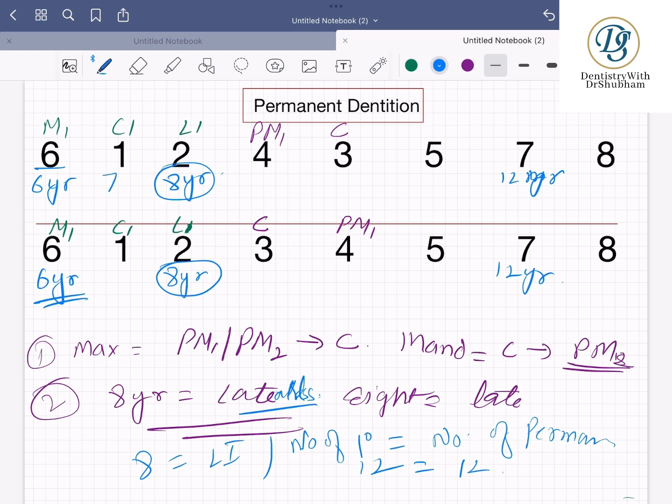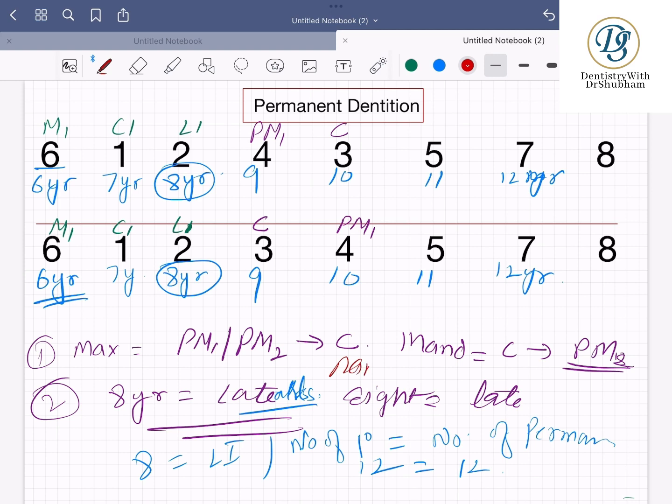6. What comes after that? 7. What comes after that? 7. What comes after that? 8, after 8, lateral. What comes after that? 9. What comes after that? 10. What comes after that? 11. Simple.